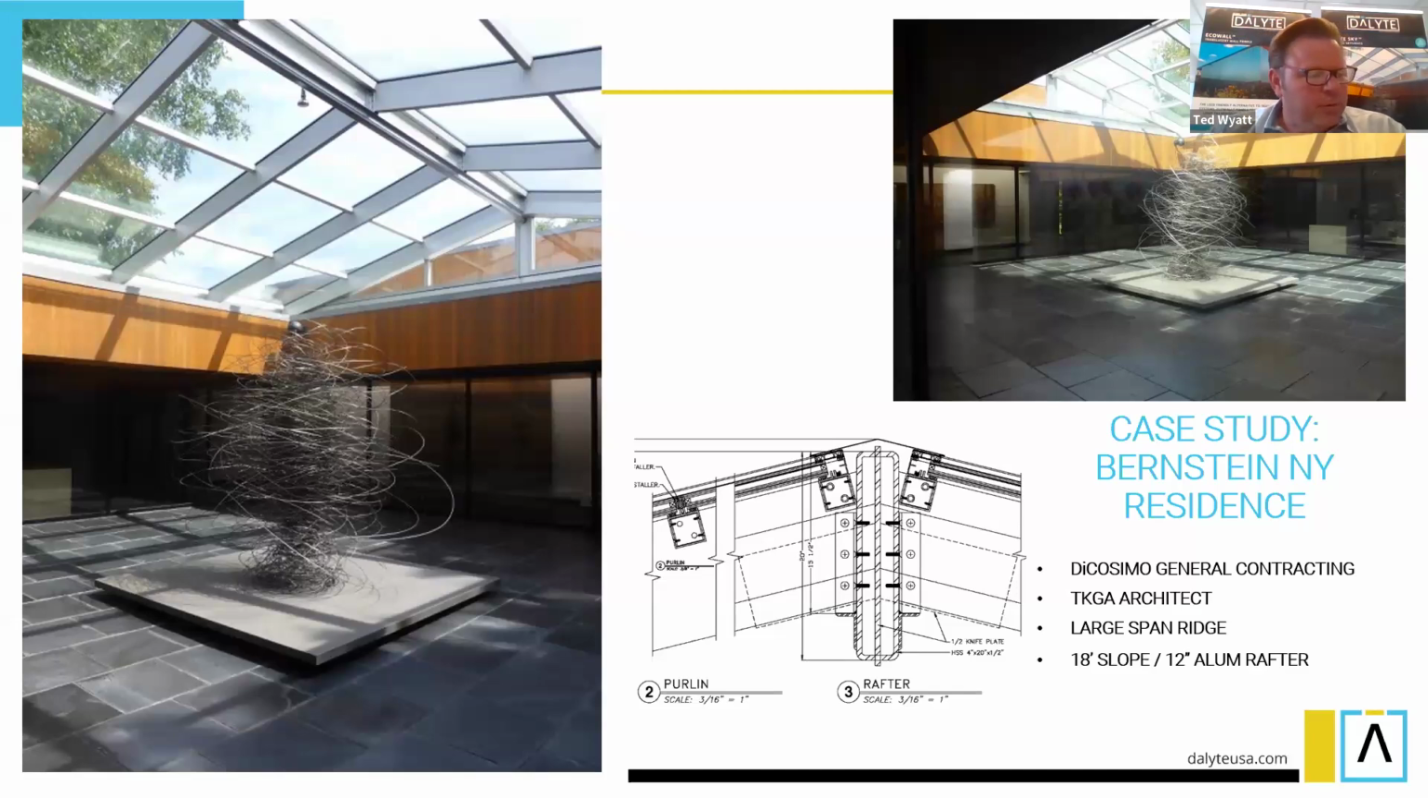So this project here, this is a residence in New York. This was a gable ridge. This unit was 18-foot down slope. So we utilized a 12-inch deep aluminum tube, as well as a steel ridge beam that helped with the overall loading and the compression at the ridge.